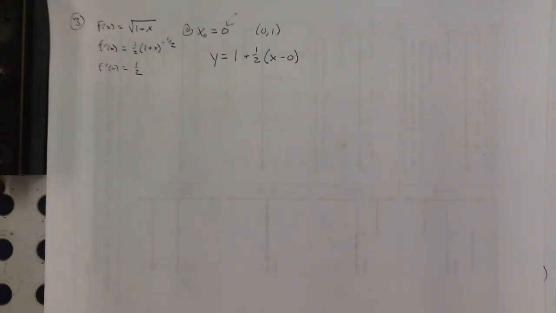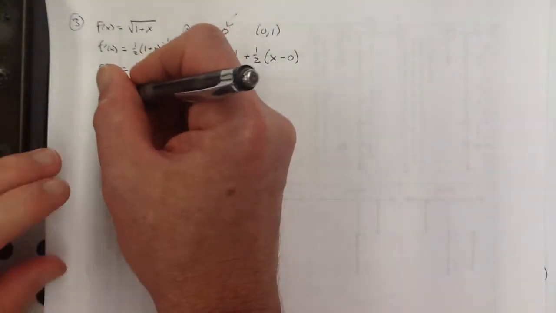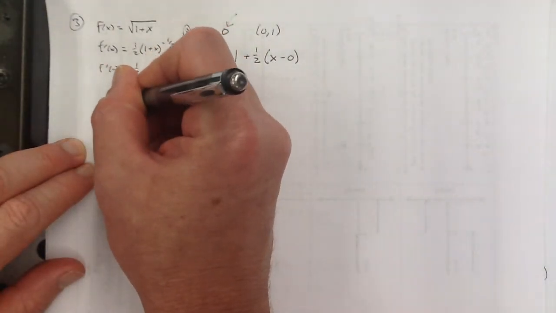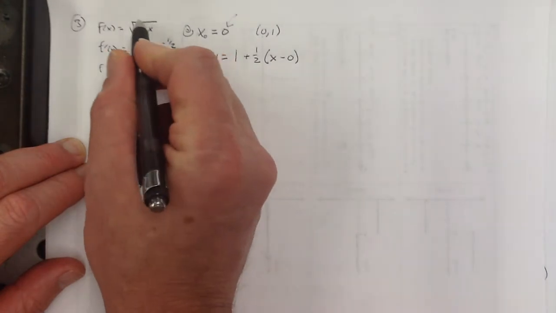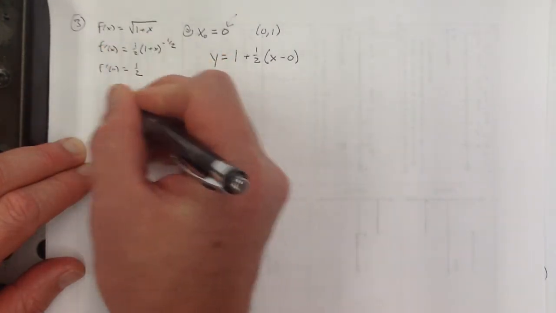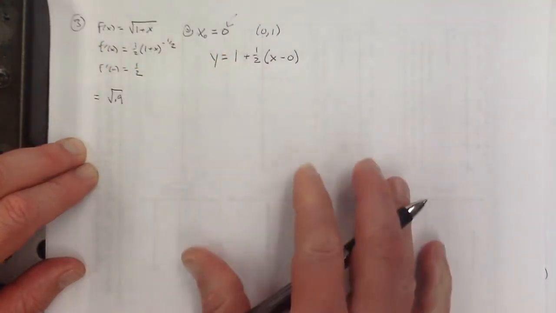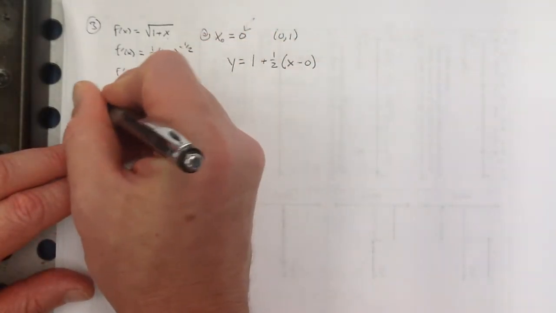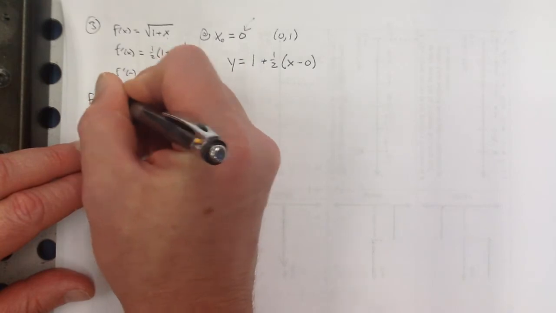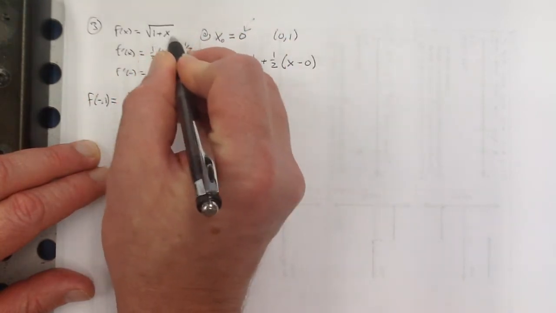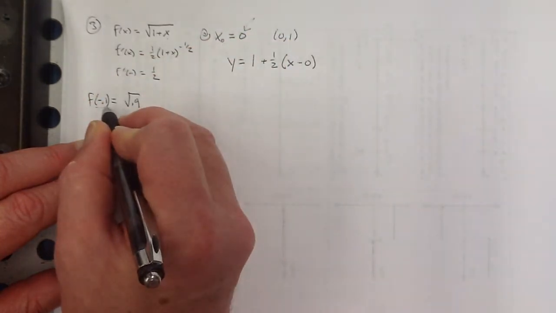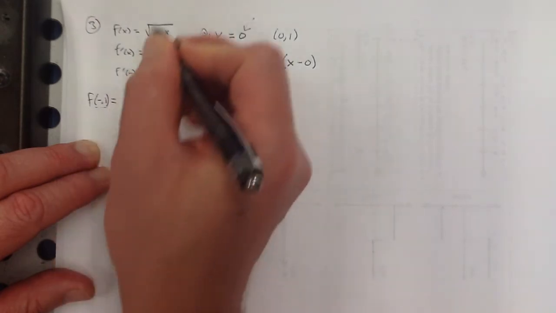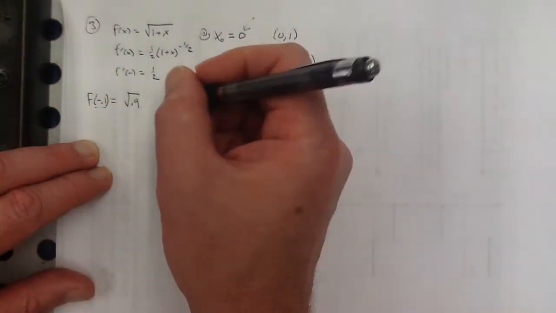And they want us to use it to approximate the square root of 0.9 and the square root of 1.1. So the square root of 0.9, notice here that if you want this function to do the square root of 0.9, the thing that you have to plug in here is negative 0.1, right? Because this already does 1 plus something. So you'd actually have to plug in negative 0.1 to get that to do the right thing.